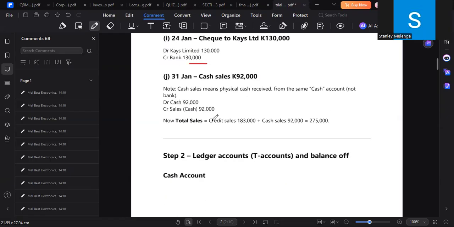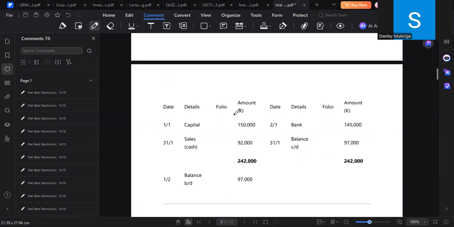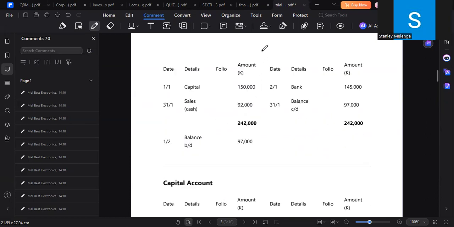So meaning our cash sales, so meaning actually we received cash for our sales. So our sales figure, we credit, then our debit cash account because money was coming in. So if you're doing the T accounts, they'll look something like this here.